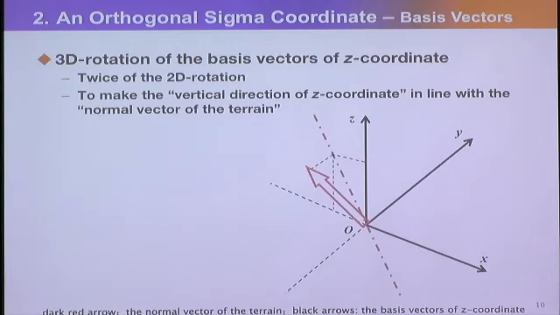I think I should make an example of this projection. Maybe like this. Now here, suppose this is the normal vector of terrain. And you see the projection.